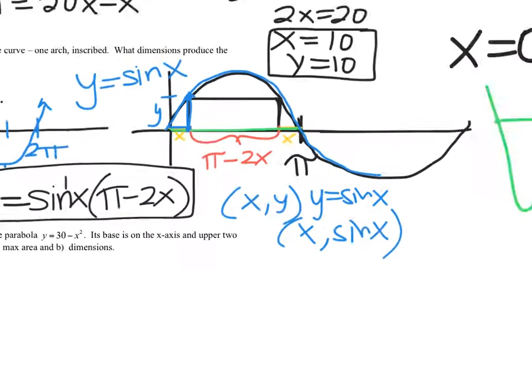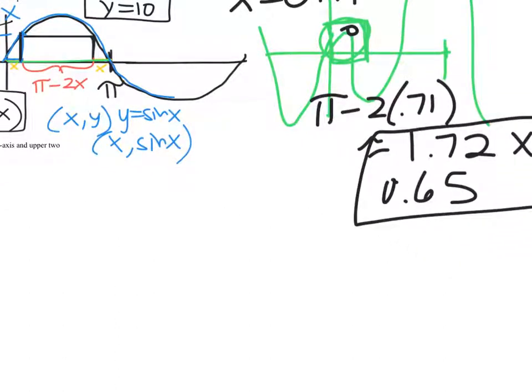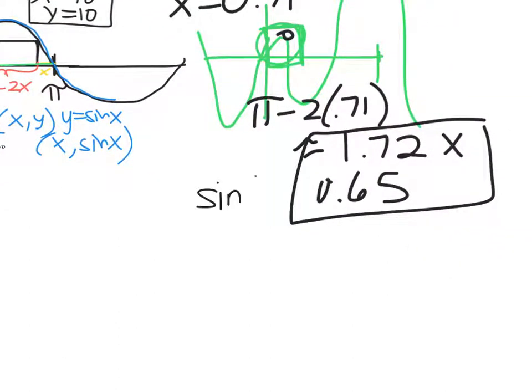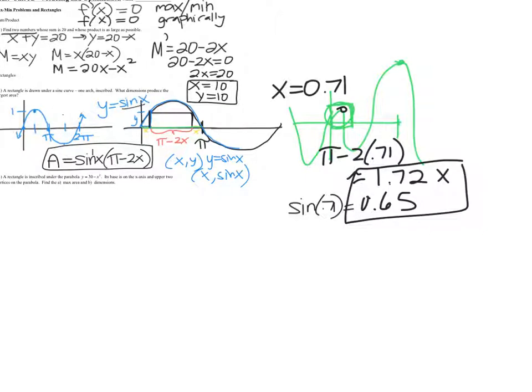So then the height is going to be this, which is sine of x. To find the 0.65, I did sine of 0.71, which was 0.65. So 1.72 is the base, and 0.65 is the height. And that'll give me my maximum area inscribed in the sine arc. Good times, huh? It's not nice when you get something that you can't take the derivative of and set equal to 0. You graph it, and you know, they did all that by hand back in the day.